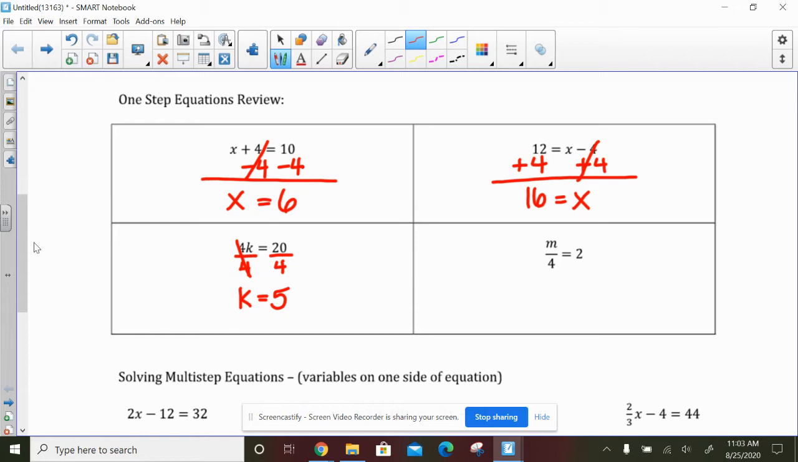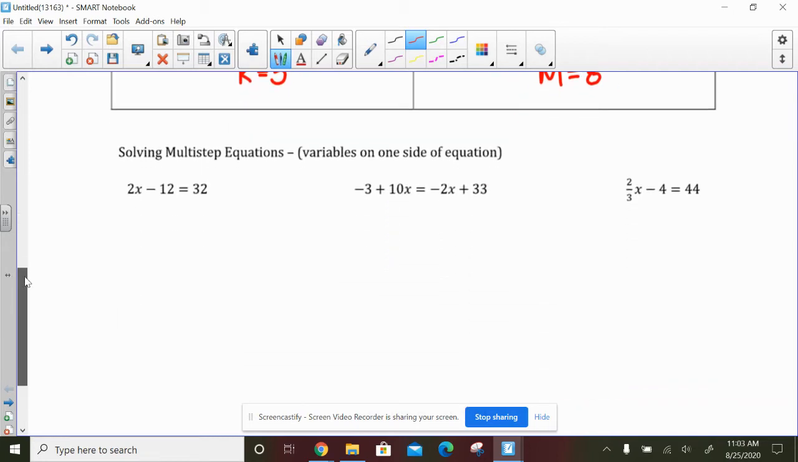And here I have m divided by 4 equals 2. So the inverse operation for division is to multiply. So I'm going to multiply both sides by 4. These 4's will cancel because 4 divided by 4 is 1. So m equals 2 times 4, which is 8. Okay, so that is just your basic one-step equation.